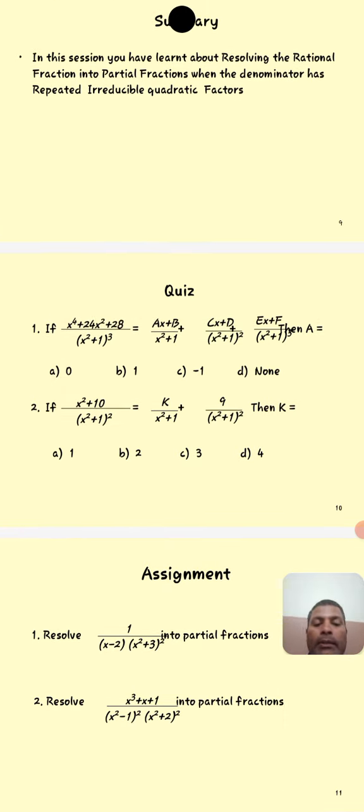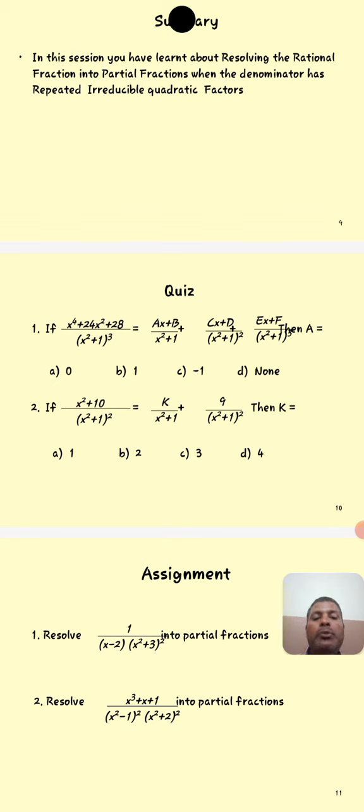Now the last one is the assignment. You see this assignment, the first question is resolve 1 by x minus 2 into x square plus 3 whole square into partial fractions. You observe here the numerator is only one value, and the denominator is of degree 3. This is confirmed to be a proper fraction.